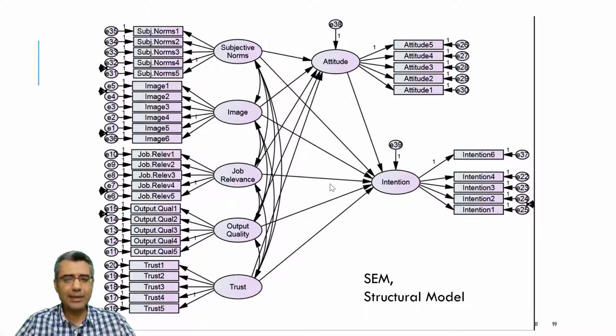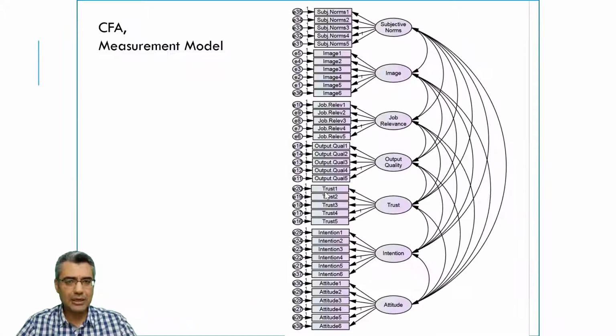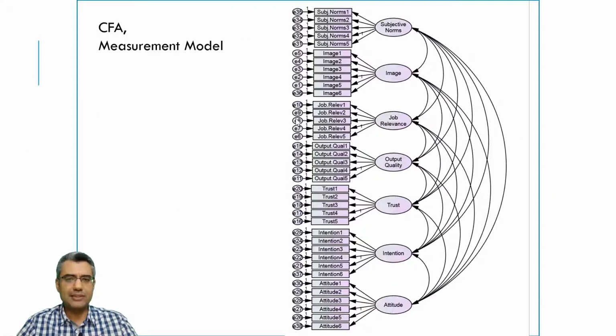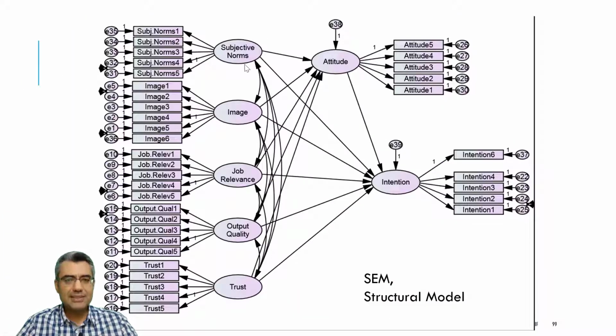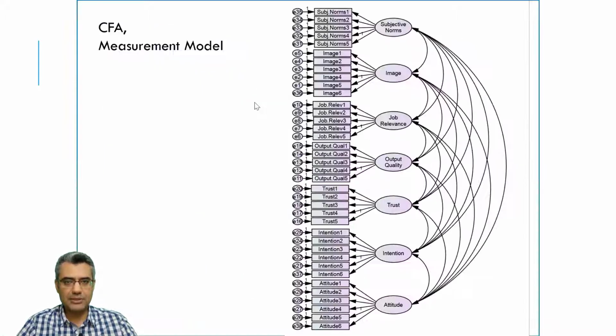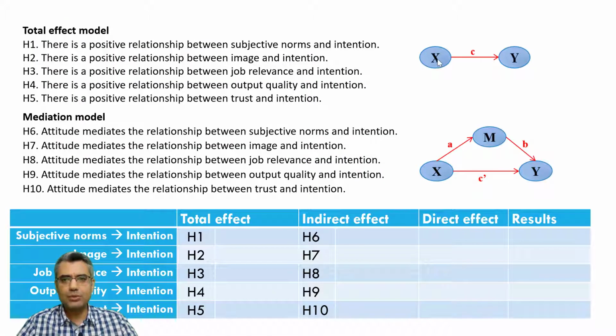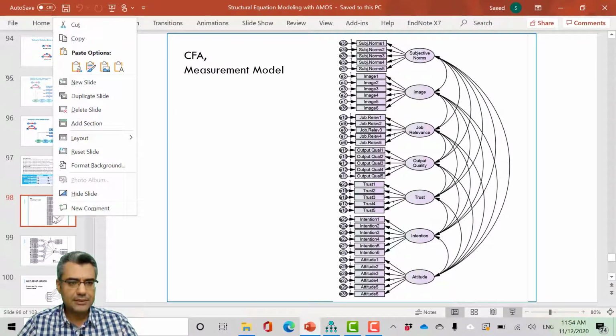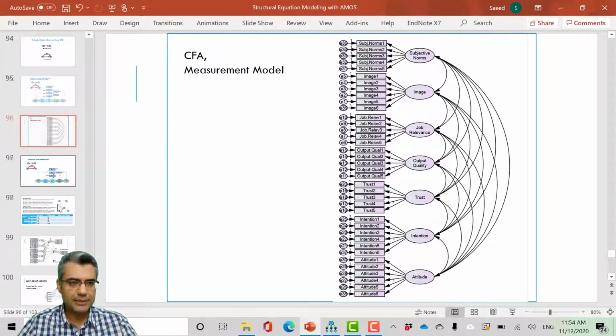But here, the way I have constructed, I have stated the hypothesis, you can see here. There is a positive relationship between subjective norms and intention. This means the hypotheses that I have developed include the first 5 as the total effect model hypotheses. You remember the total effect model? The total effect model, maybe I can hide this, or maybe I can put it here.